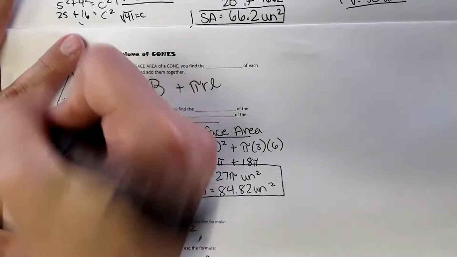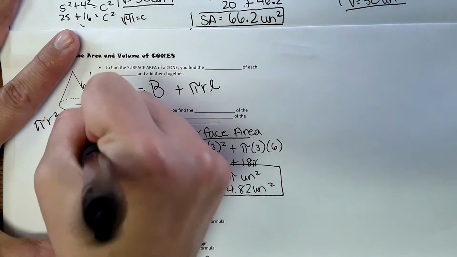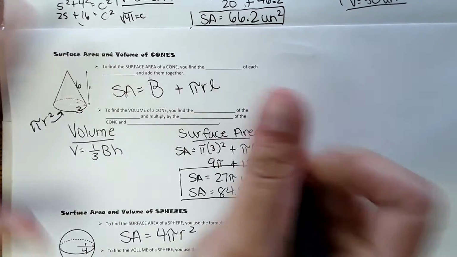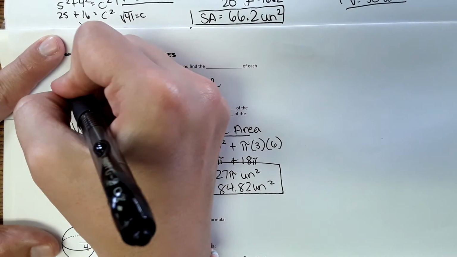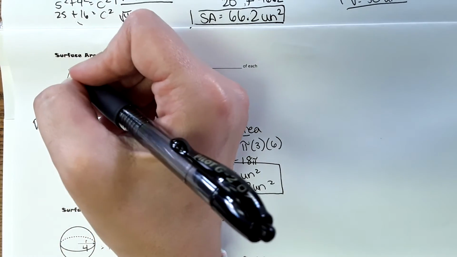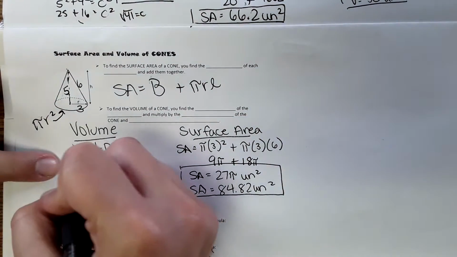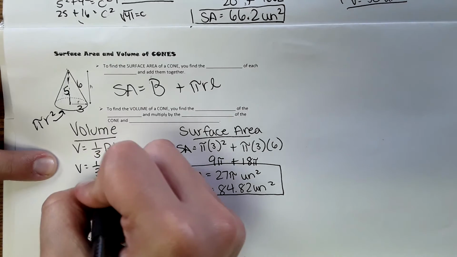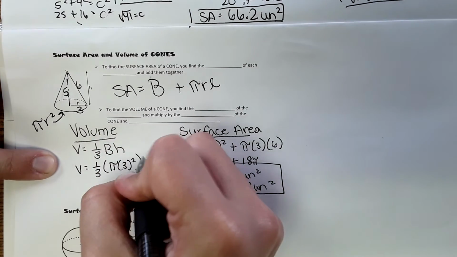Next, you have a cone. Volume of a cone. Volume equals 1/3 area of the base times the height. The base is a circle. The height here would be the perpendicular height from the center to that vertex, and we'll call it 5. So volume equals 1/3. Area of the base is pi r squared. Height is 5.